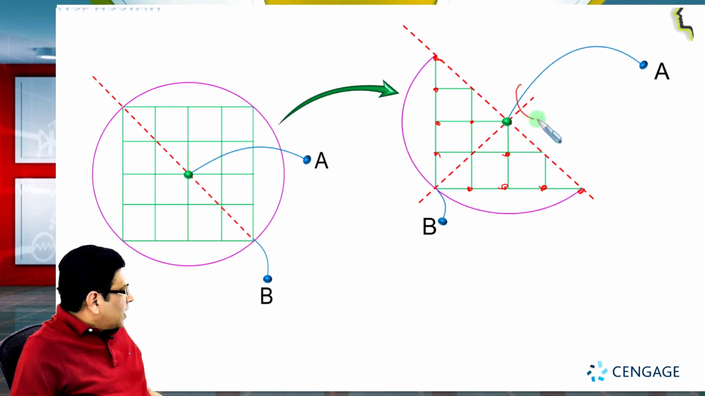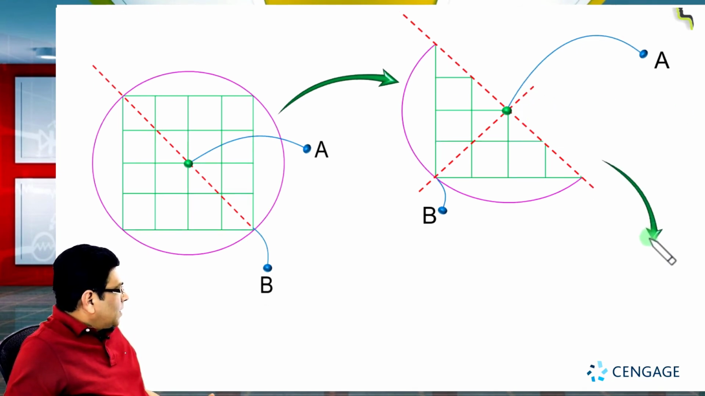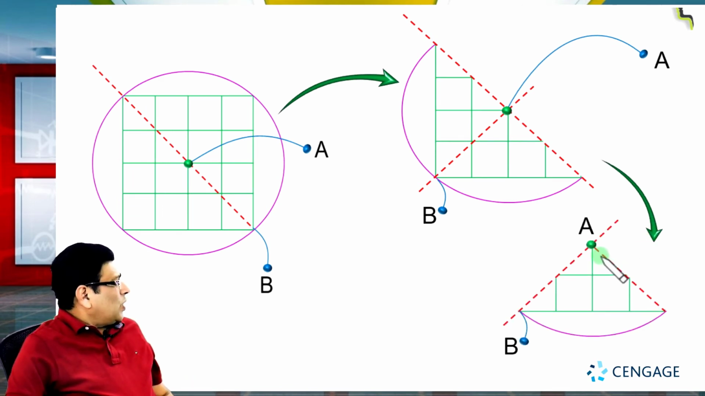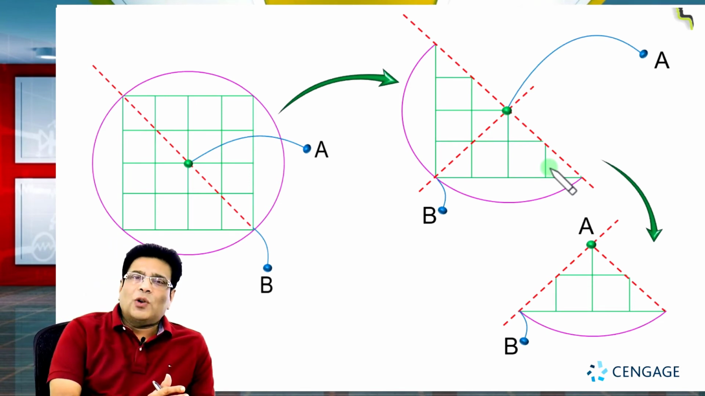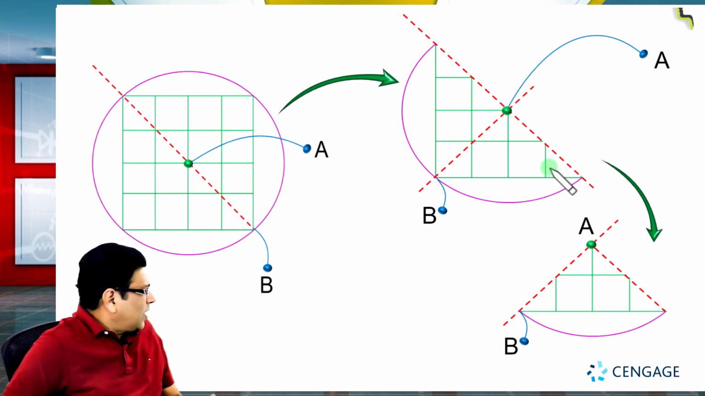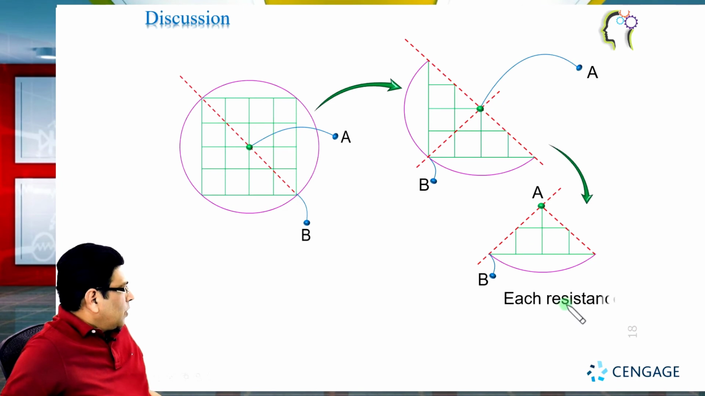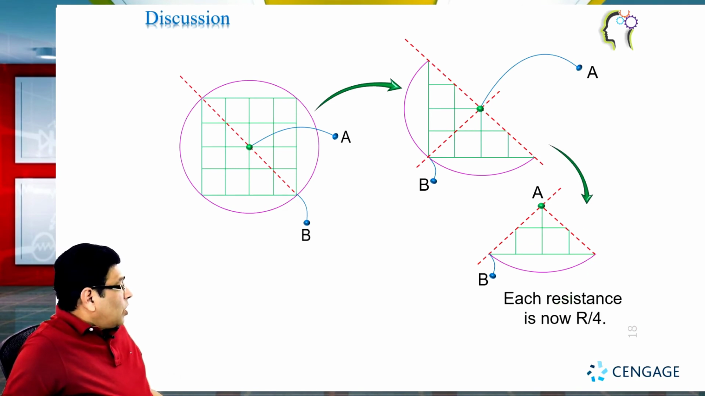So let us fold the circuit like this. अगर हम लोग यहाँ पे fold कर दें तो circuit will become like this. Okay. Now each and every resistance will overlap. एक दूसरे के parallel हो जाएगा. That means each resistance is now R/4. Okay. Now observe one thing.